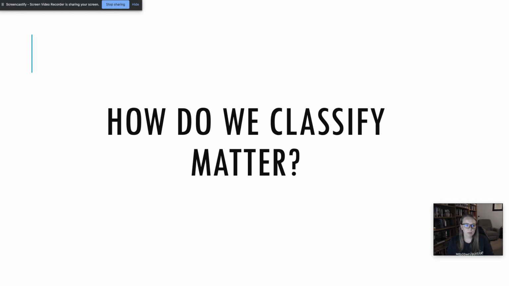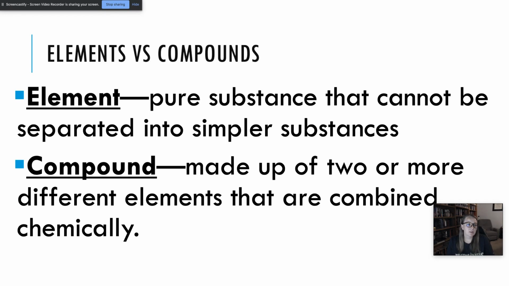All right, so how are we classifying matter? We can talk about it in terms of elements versus compounds. An element is a pure substance that cannot be separated into simpler substances. These are the things we find on the periodic table, and they are the most simple building blocks of all of matter. A compound is made up of two or more different elements that are combined chemically. Whenever I'm talking about combined chemically, I'm saying that they are bound together.